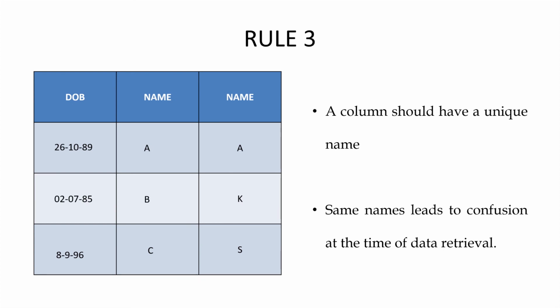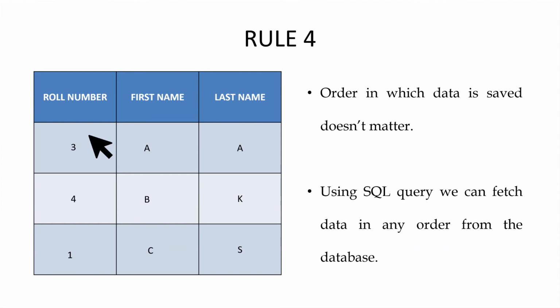Rule number 3 is a column should have a unique name. Here you can see both columns have the same name, so it is a duplicate. Their names should be unique, like first name and last name. If this is the case, then it will satisfy the rule. Same names lead to confusion at the time of data retrieval. That is the problem. Rule 4 is the order in which the data is saved does not matter. Whatever data in whatever order, the data can be saved. With the help of an SQL query, we can easily retrieve the data from the database.